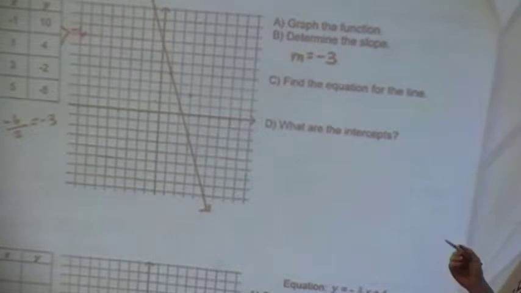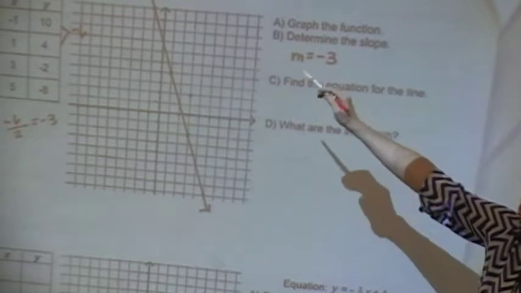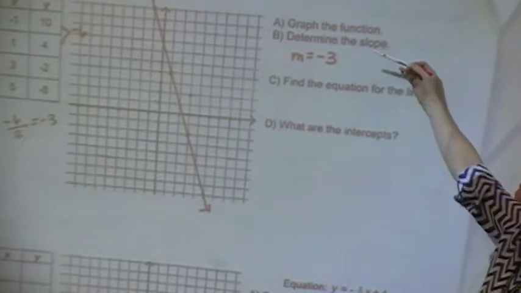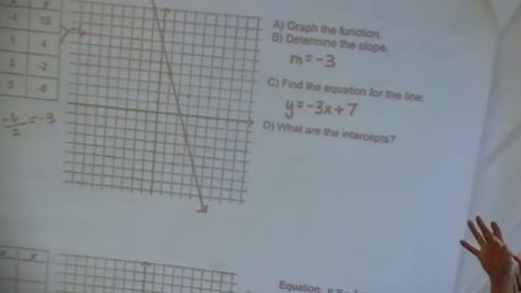Okay, so after I graphed it, and then it said determine the slope, you can count rise over run if you want to. This time I did delta y, delta x. Find the equation of the line, so I can identify my y-intercept from the graph. 7. Okay, so now, on the intercept, clearly I have my y-intercept, so I'm going to go ahead and write that one down because that one's clear.